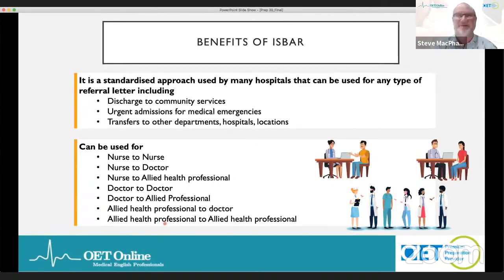It's useful for medical referral letters, regardless of the type of letter, regardless of who you're writing to. As long as you're writing to another health professional. The only thing where it may not be so effective is when you're writing to a patient, because this is a workplace communication tool. It's really focusing on communication between health professionals.